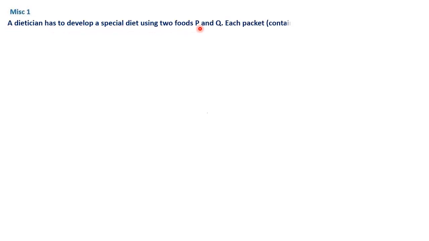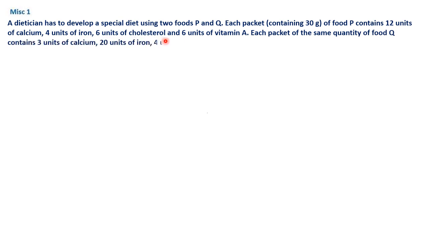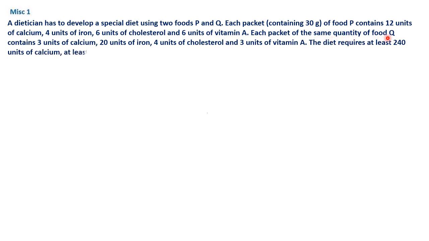Next we shall discuss the miscellaneous exercise. First problem. A dietitian has to develop a special diet using two foods P and Q. Each packet containing 30 gram of food P contains 12 units of calcium, 4 units of iron, 6 units of cholesterol and 6 units of vitamin A. Each packet of the same quantity of food Q contains 3 units of calcium, 20 units of iron, 4 units of cholesterol and 3 units of vitamin A.